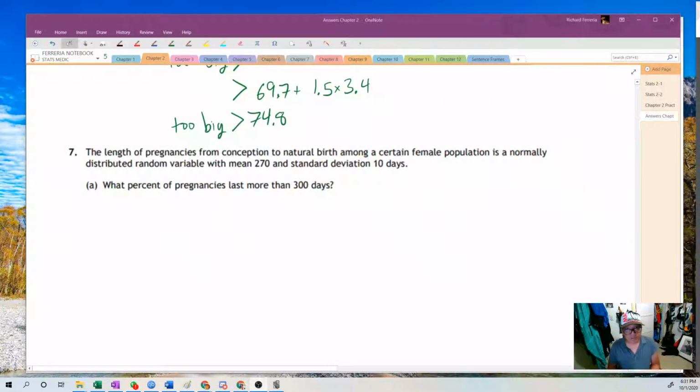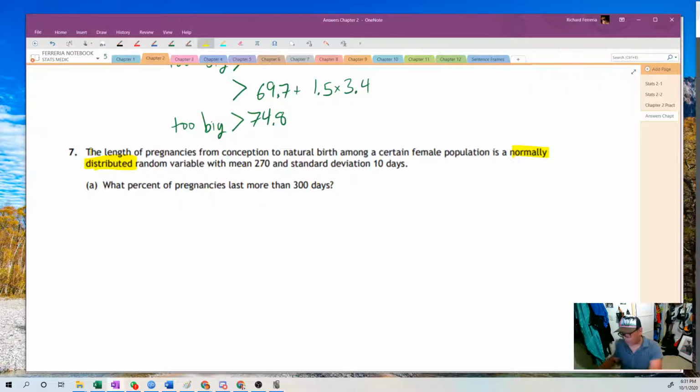Okay, so the length of pregnancies from conception to natural birth among a certain female population is a normally distributed random variable with a mean of 270 and a standard deviation of 10. Normally distributed is extremely important here. And if you think I'm going to go to the curve followed by a z-score followed by an answer, you're absolutely right. That's exactly what we're going to do here.